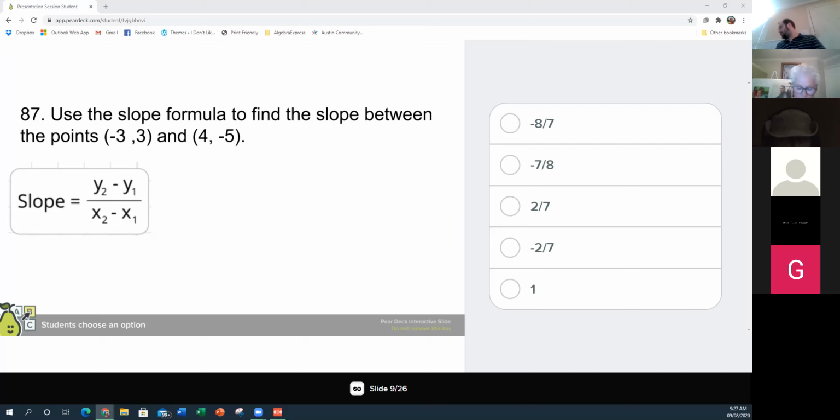Y'all be careful, because if you're on the test and you were missing adding and subtracting using negatives, this is where you have to be super careful. Most of you are getting this right, and that makes me happy.